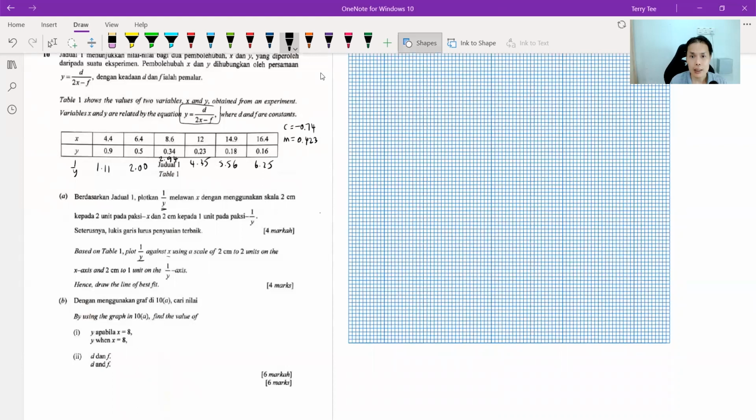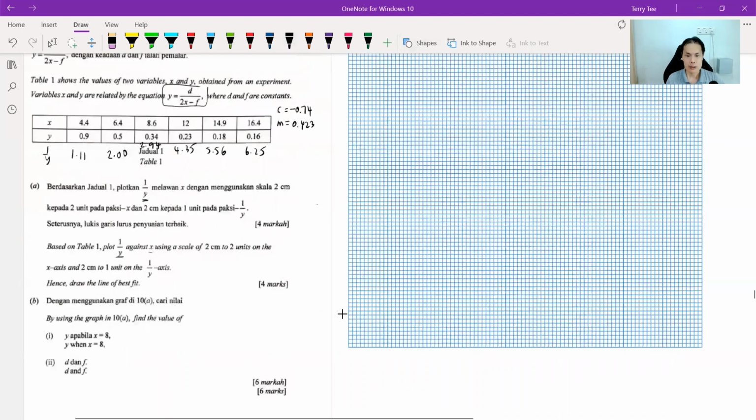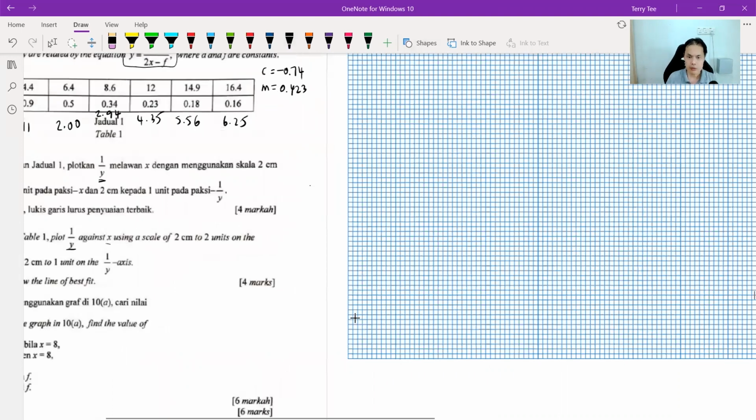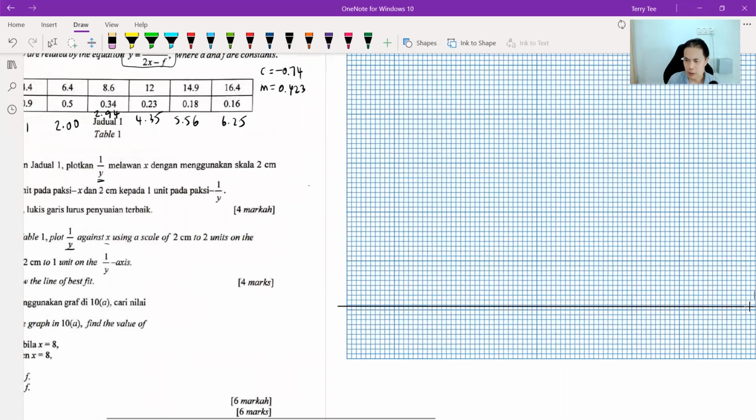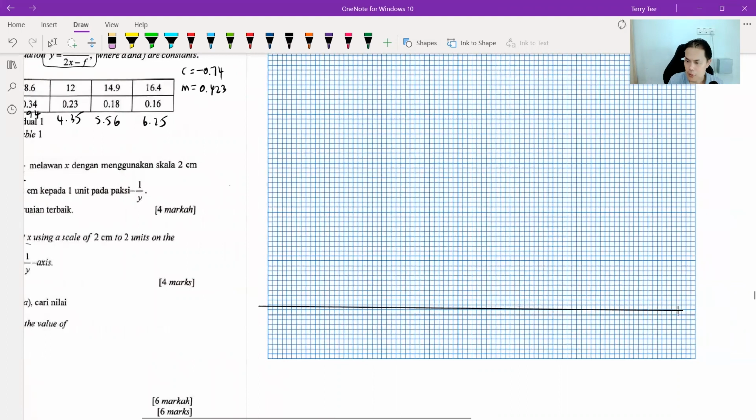Okay, all right. So I'm going to plot. My scale is 2 cm to 2 units, and I know my y-intercept is negative, so I would have to go a little bit below here. We're going to start right here. I may have to readjust this. My graph should go all the way until the end here, because the largest value is 6.25. No, you don't need to go all the way. This is my axis. Until somewhere here will do. Sorry, it's a bit too high, so move it down to here. All right, I think this is good enough.